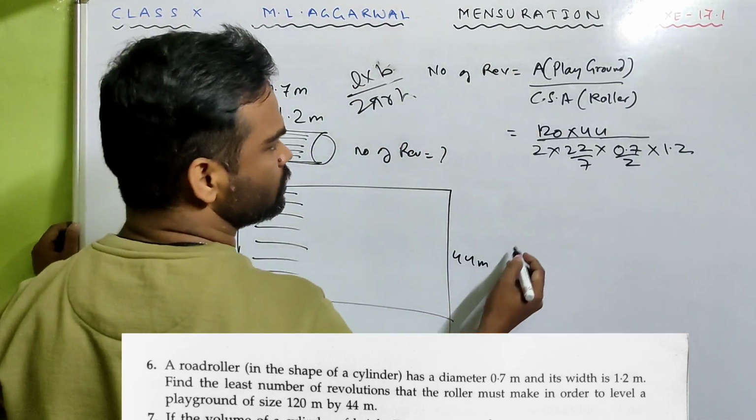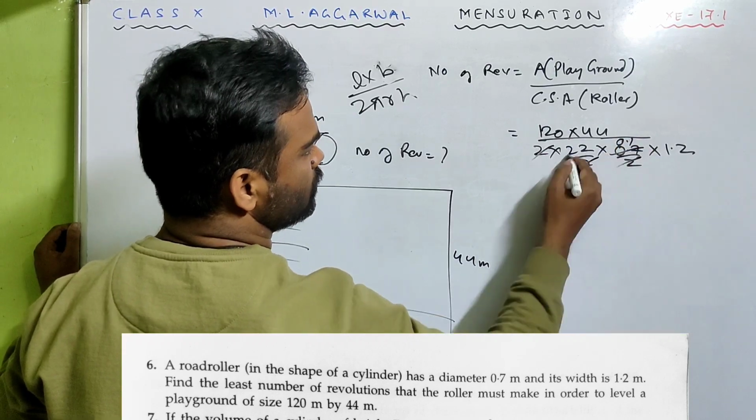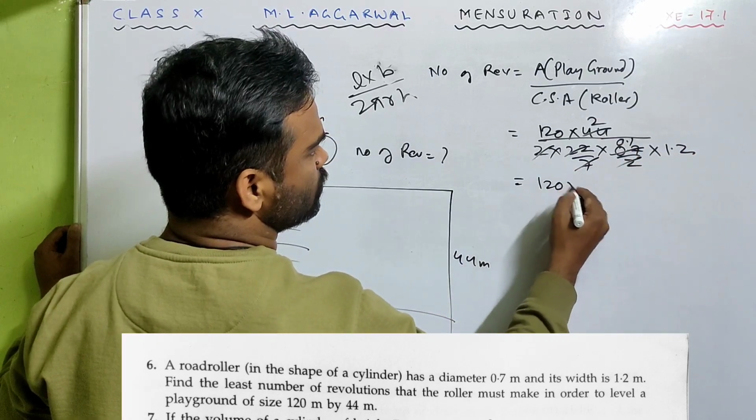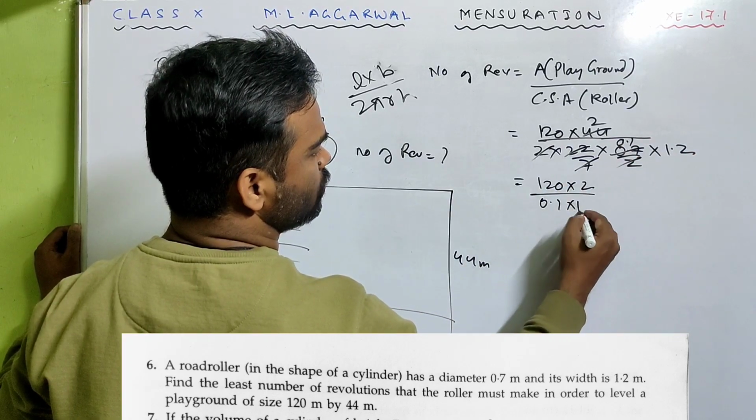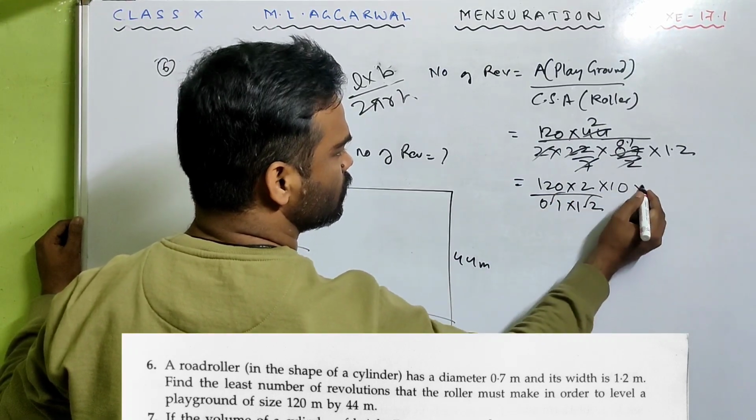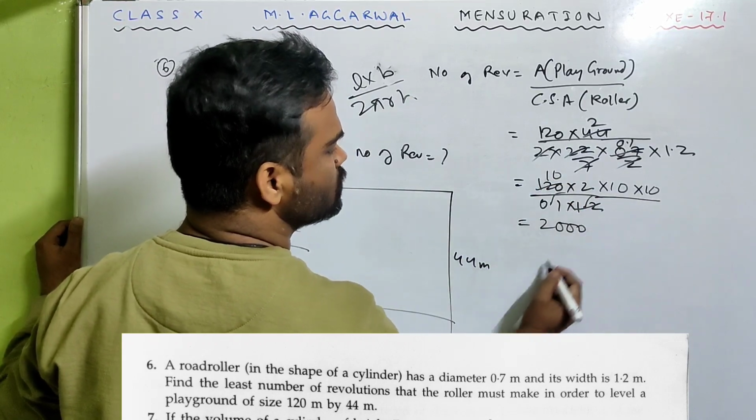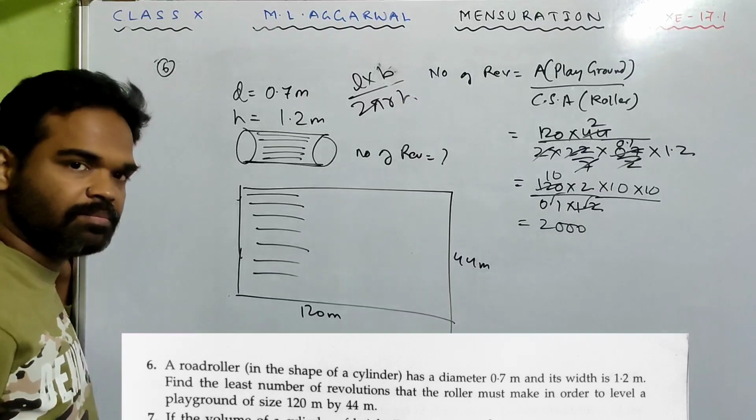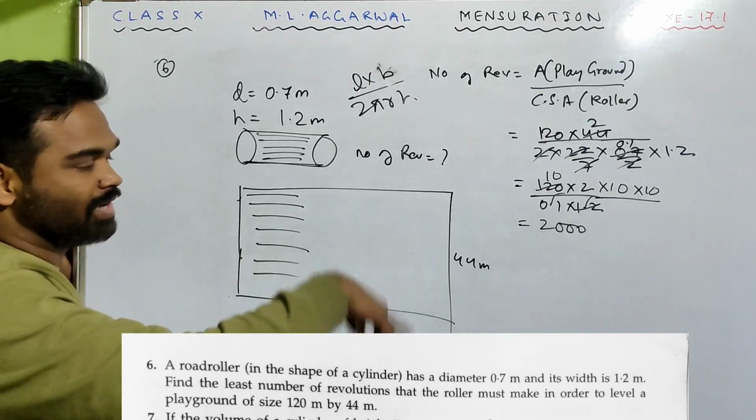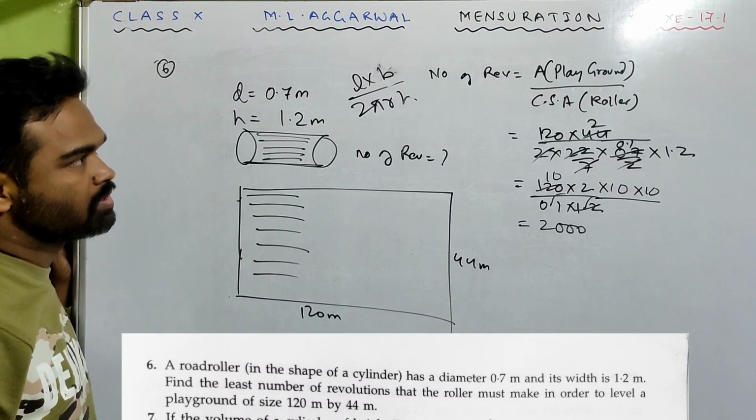Now just do calculation. This 7, this is 0.1, 21, 2 times this, so this is 120 into 2 by 0.1 into 1.2. Yes or no? The point goes away, 10 comes. You solve on your own. 10 comes, 1 time, 10 times. That's 2000. So 2000 times it should rotate completely, so that to cover the entire playground. Done? This is number 6.